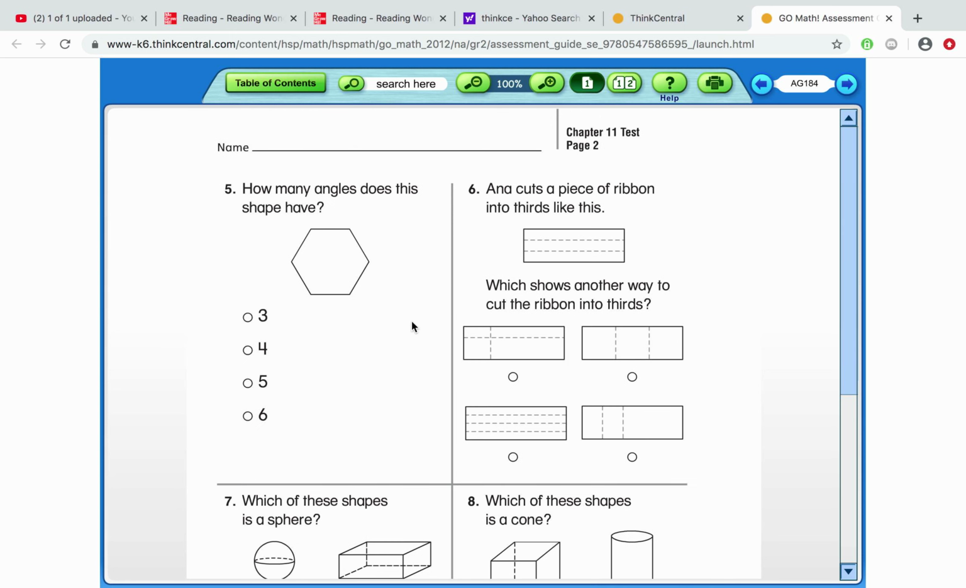How many angles does this shape have? Well, let's review angles. Angles are the inside of the vertices. So here's an angle right here. Okay? A vertices is the outside corner. The angle is on the inside. Go ahead and count those up and write the answer of how many angles this shape has.